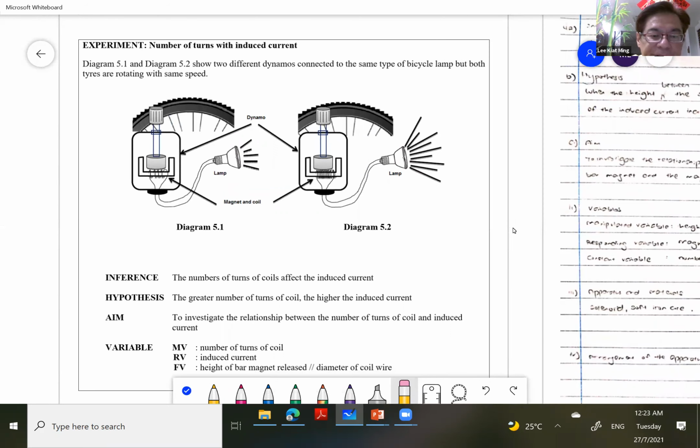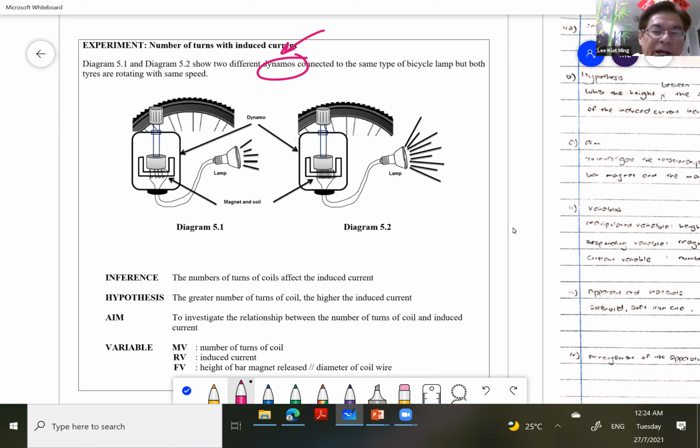Diagram 5.1 and 2 show two different dynamo. They already tell you. So this is confirmed a dynamo connected to the same type of bicycle lamp, but both tires are rotating with same speed. So laju sama. So now we are going to look at the number of turns.